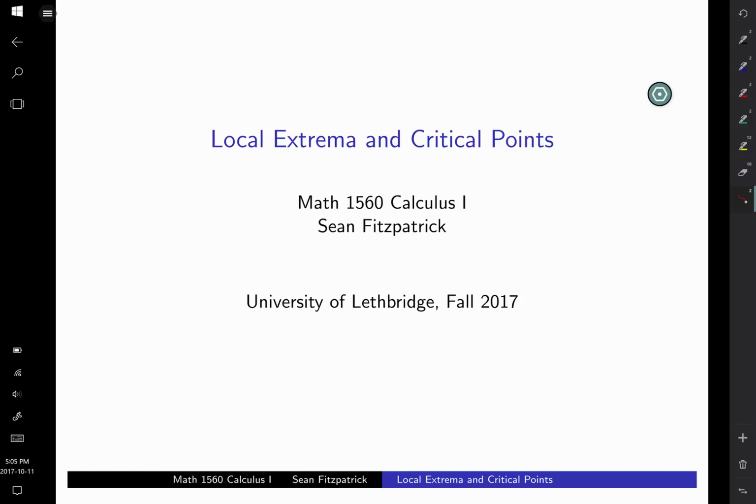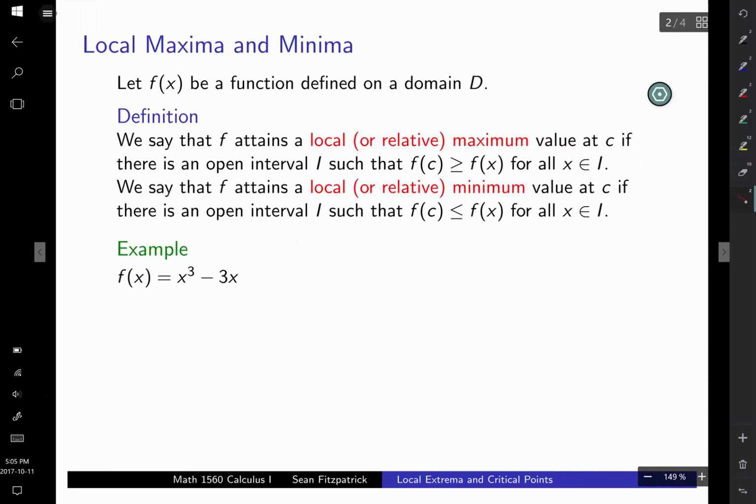So these are values which maybe don't give you the largest value on the entire domain for your function, but they might give you the largest value on a piece of the domain. So here's the definition. You'll notice it's pretty similar to the one we gave, except this time I'm going to specify a domain, D, and a local or relative max is now going to be, well, when do we attain a local maximum? So at a point C, or maybe we want to give the entire point C and f of C.